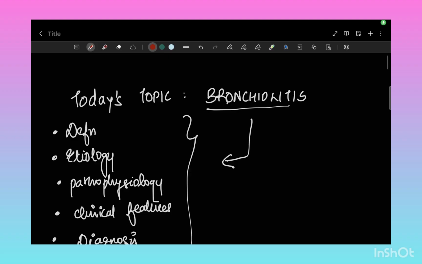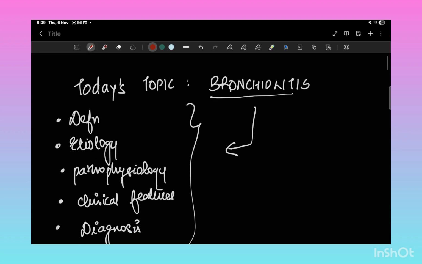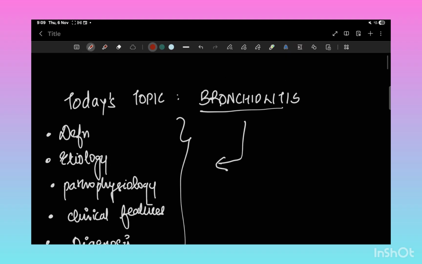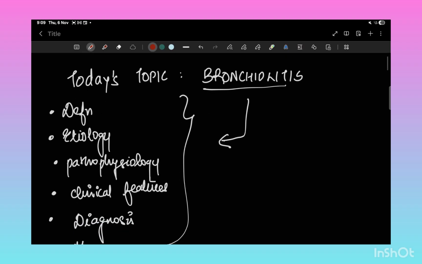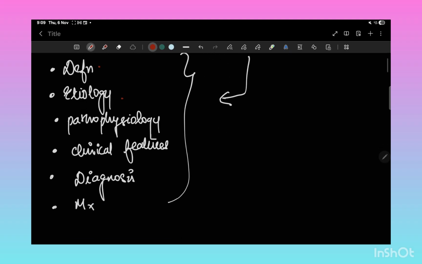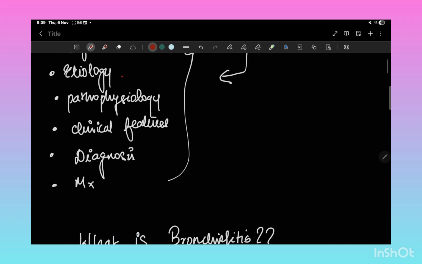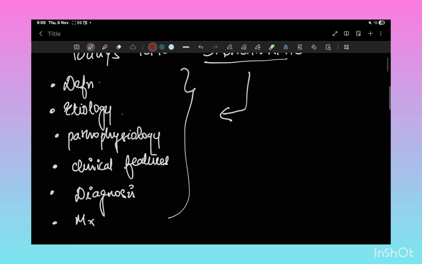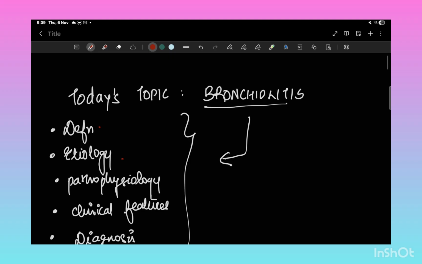Everyone, today we are going to be discussing a very important topic, that is bronchiolitis. This is equally important for your exams and your clinical practice. This topic will cover a few points: firstly, definition, then etiology, pathophysiology, clinical features, diagnosis and management. Okay, so here we go.